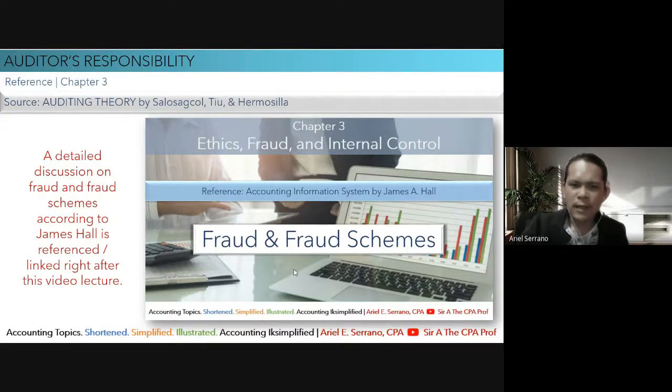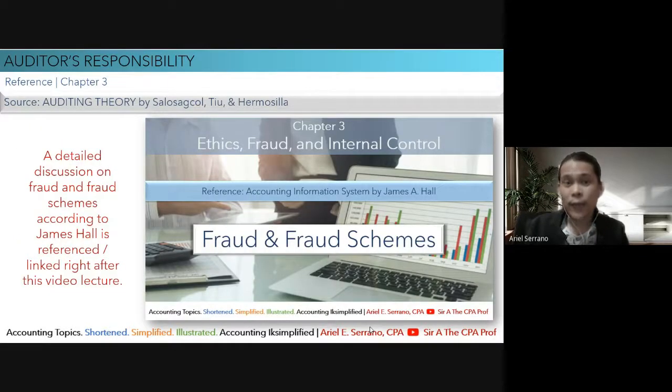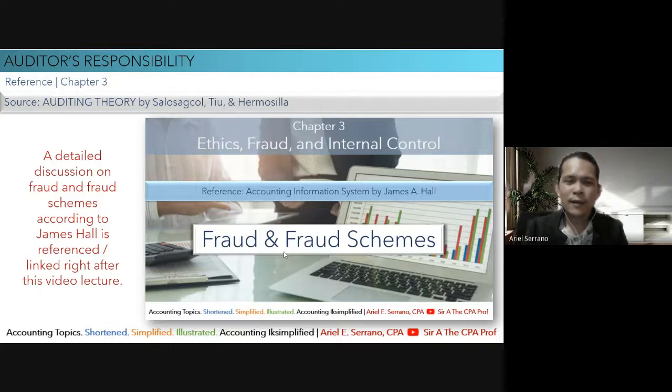Now, if you want, I have a detailed discussion. Kasi actually, dito sa libro, nila Hermosilla and Salosagcol, dalawa yung types of fraud. Pero according to James Hall, tatlo yan. Okay? At diniscuss ko po yan under my playlist, no, Accounting Information System, on chapter 3 of James Hall's book, covering ethics, fraud, and internal control. Pero pwede po itong bisitahin na fraud and fraud schemes, no? Para ma-identify ninyo na hindi lamang po iyon fraudulent financial reporting and misappropriation of assets. Meron pang isa. Okay? So, ilalagay ko din po ito after this video lecture doon sa ating playlist para meron kayong reference if you want to expound further.